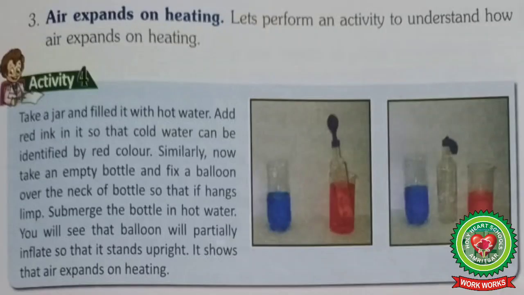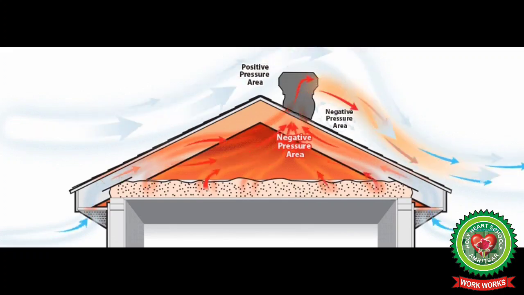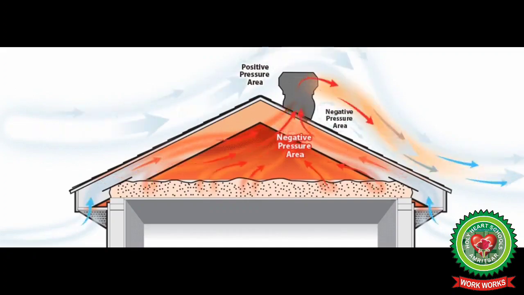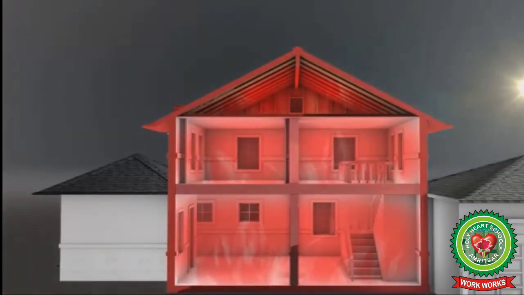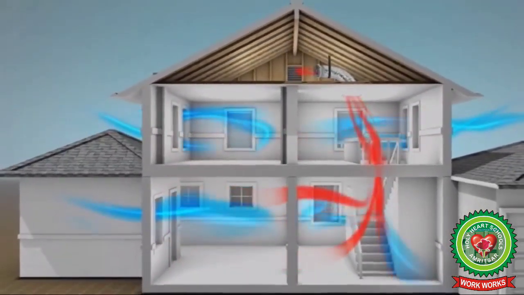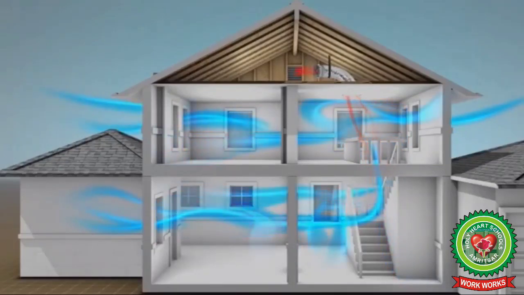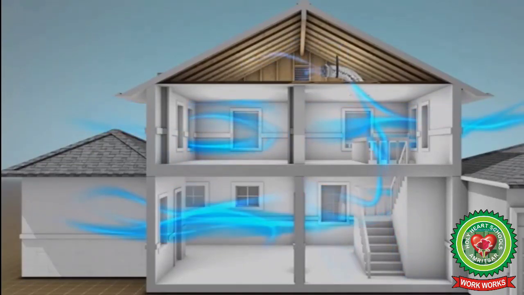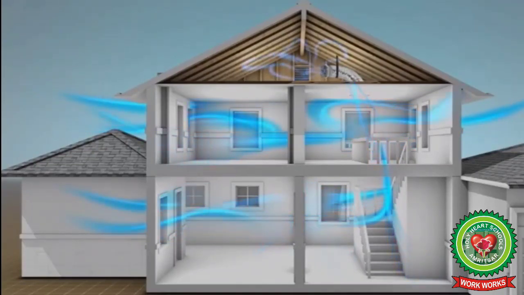Now come to the last property of the air. Air expands on heating. Students, to understand this, let us take an example of a ventilator. Ventilators are provided in the rooms at the top of the roofs because if the air inside the room gets hot, the hot air gets lighter and rises up and flows through these ventilators, and thus cool air remains at the bottom. It brings cool and fresh air in the room.